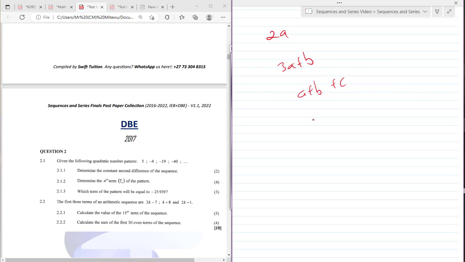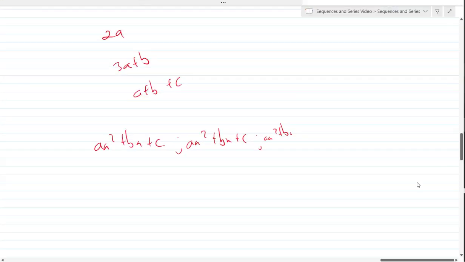Let me first give you an example. a n squared plus b n plus c, a n squared plus b n plus c, and a n squared plus b n plus c. Now this is obviously a general quadratic formula, and sorry, I keep saying formula, it's a quadratic sequence. But in this particular case the n's are going to be different, because you can't have a sequence where the numbers are the same, unless that's the whole point of the sequence. But yeah, this is a general formula.